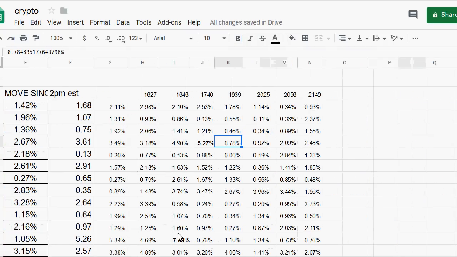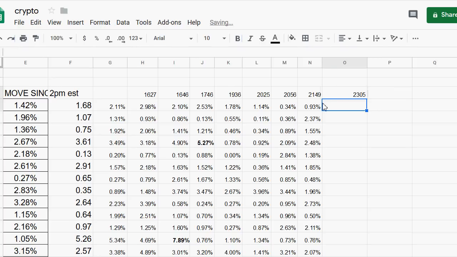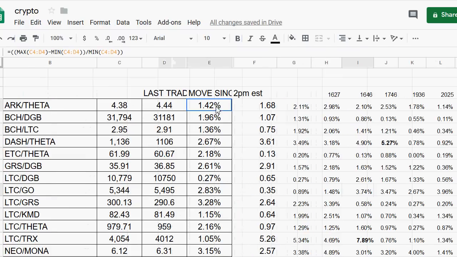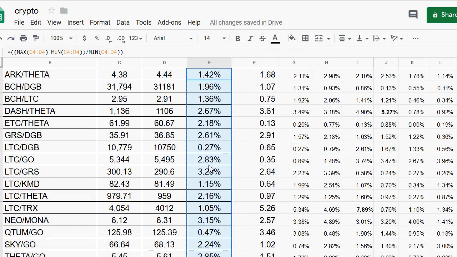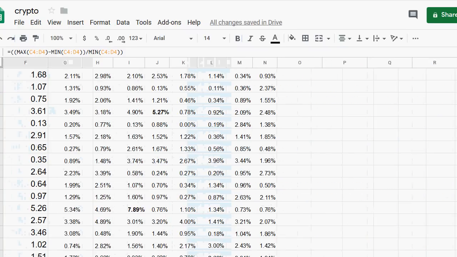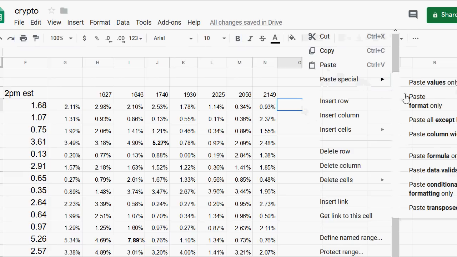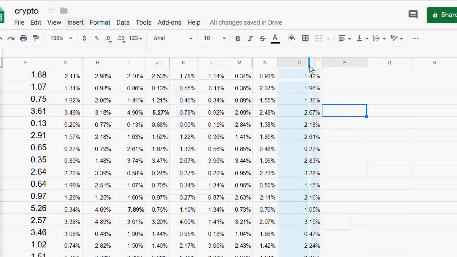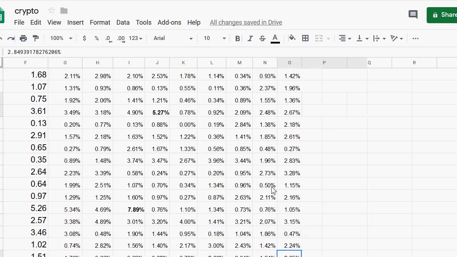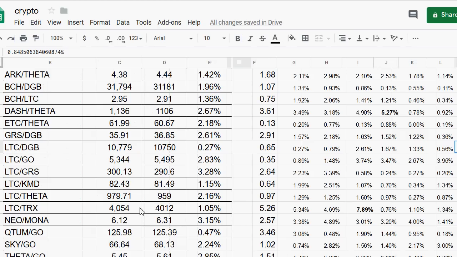And now what I can do is I can put in what the current time is, which is 23:05. So I started this at 2 p.m. Eastern, and sometime between 2 p.m. and 1600, which is 4:27, I just copied and pasted it. What happens is I noticed that it's just going to stay stale like this for some time. So again, the closest thing is 3.2%, Litecoin GRS, whatever. So I'll go like this, paste special, paste the values only, and then I'll put this into percent. And this is just for whatever purposes, just for fun, I guess. But yeah, that's the spreadsheet that I've made.